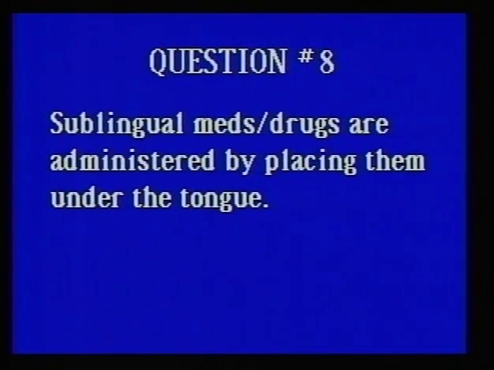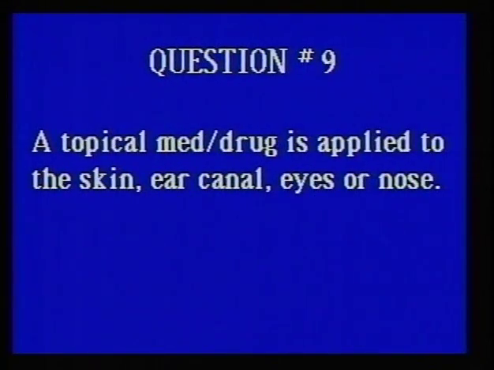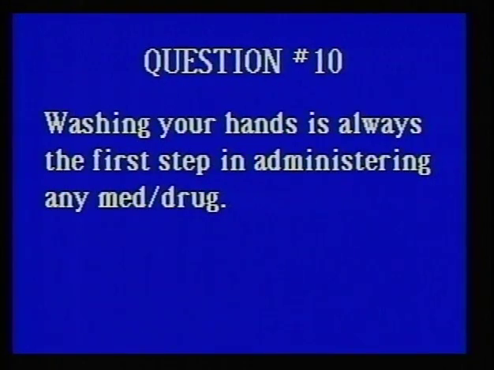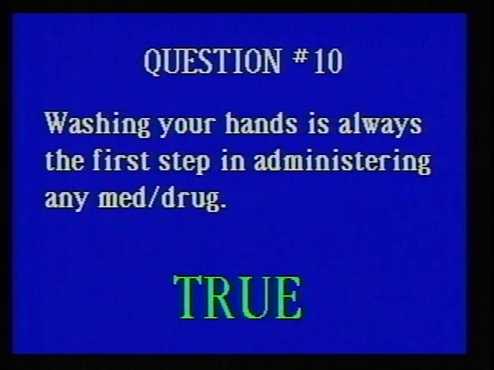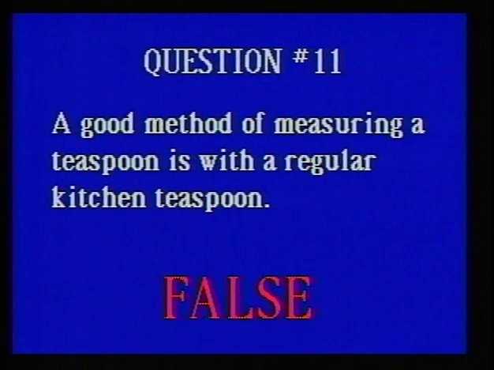Number 8, sublingual medications are administered by placing them under the tongue. That's true. Number 9, a topical medication is applied to the skin, ear canal, eyes, or nose. That's true. Number 10, washing your hands is always the first step in administering any medication. That's true. Number 11, a good method of measuring a teaspoon is with a regular kitchen teaspoon. That's false. The amount of liquid that's held in teaspoons from the kitchen varies from 3 to 8 mLs. You always want to use an accurate device that's provided by the pharmacy for the medication.